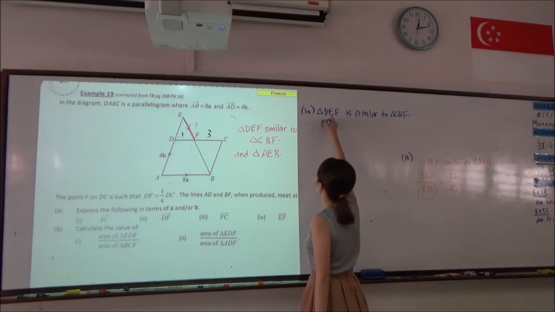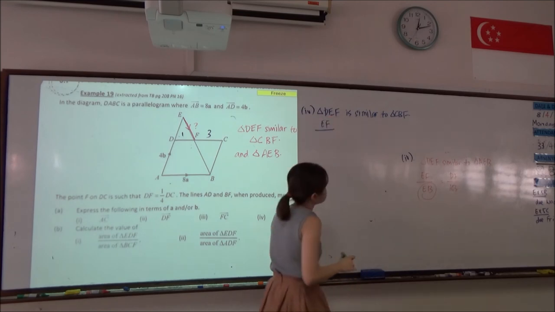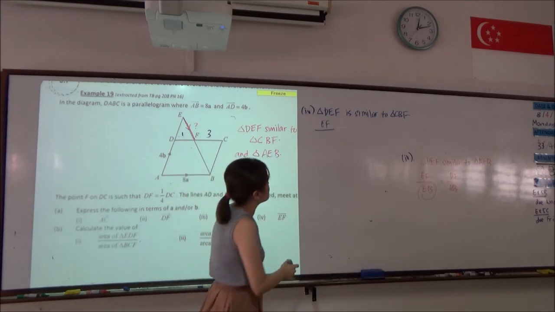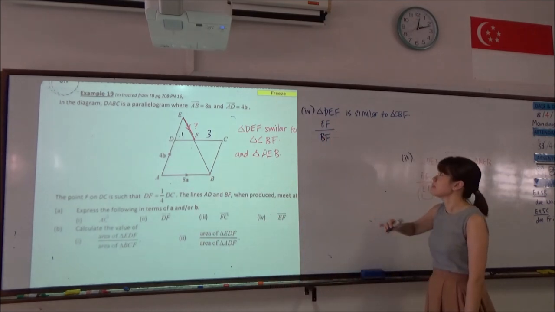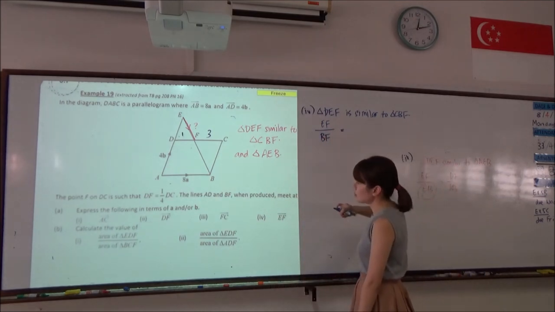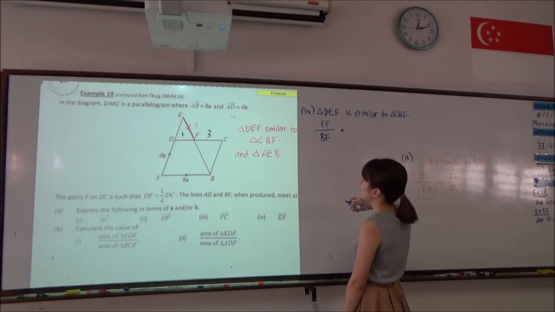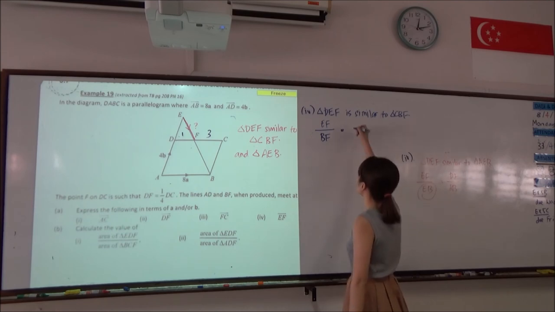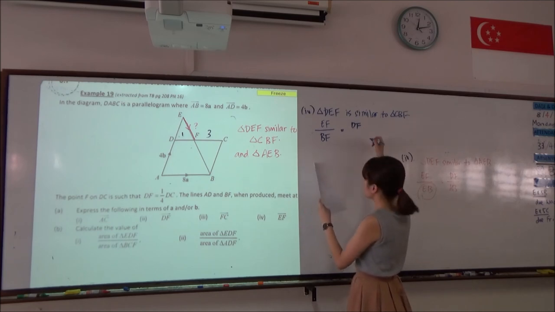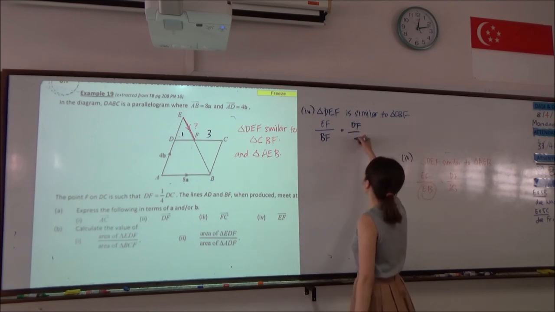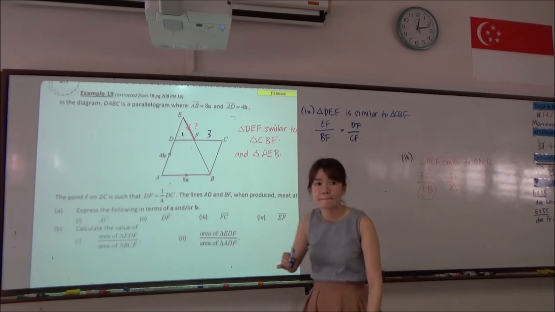We are likewise trying to find out what is EF. EF will be corresponding to BF, right? Then after that, we know that DF will be corresponding to CF. Agreed?